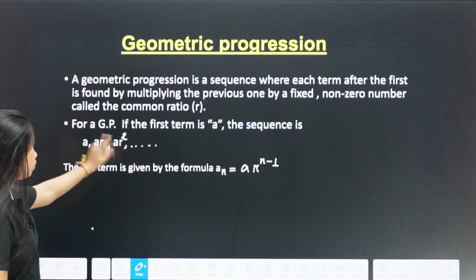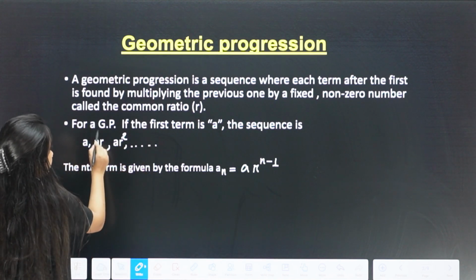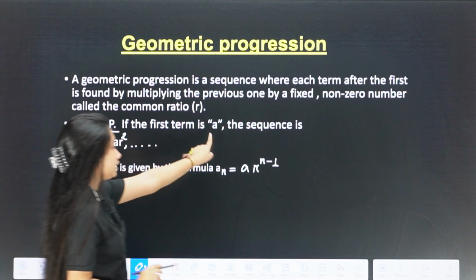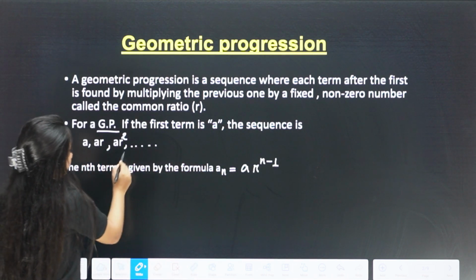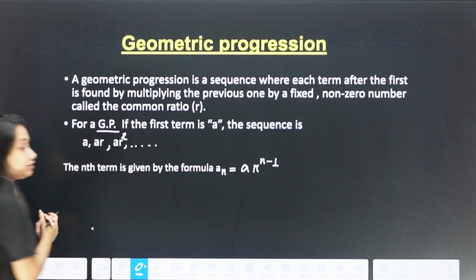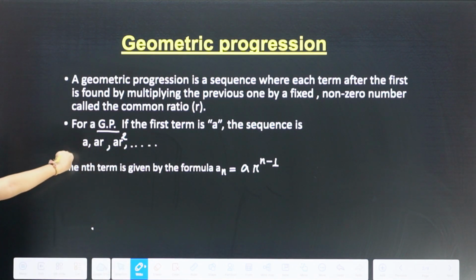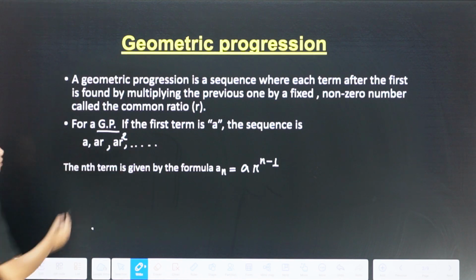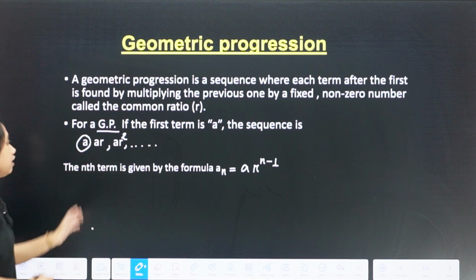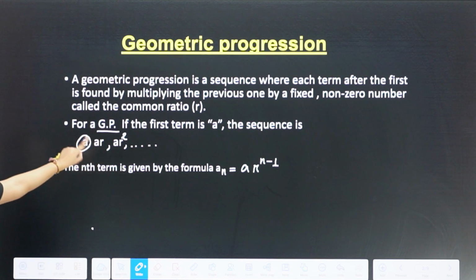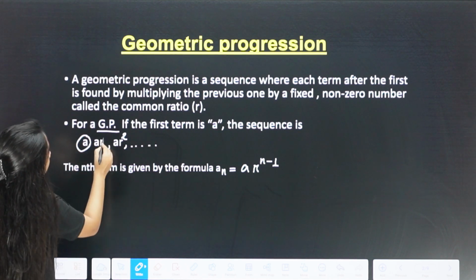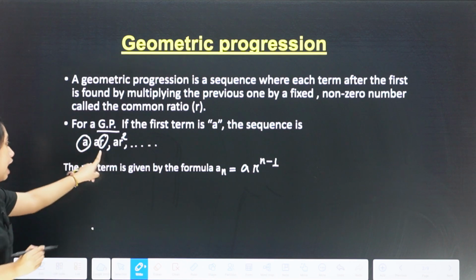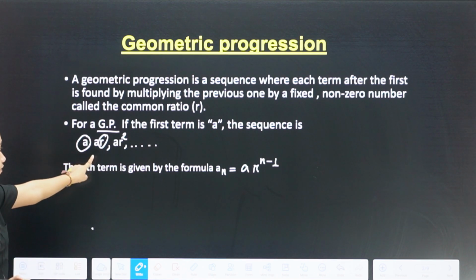Before that we should know this: for a GP, if the first term is A, the sequence is A, AR, AR square and so on. Here the first term is A, and the second term is a multiple of A. And what is the multiple here? That is R. If we multiply R with A, we will get the second term.